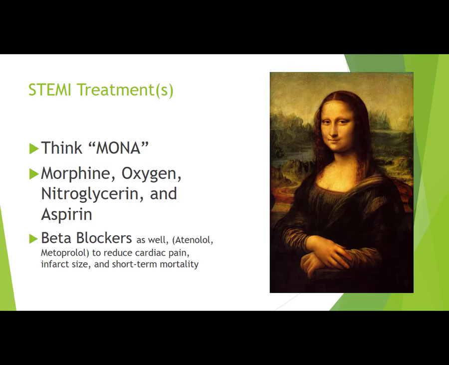All right. And in terms of treatment, if a patient does present this way, you think MONA. This is how I learned it in school, and it's a pretty simple way to think about it. So think Mona Lisa, MONA: morphine, oxygen, nitroglycerin, and aspirin. Those are the four medications that we think of when treating a STEMI. Now, beta blockers are also used, atenolol, metoprolol, to reduce cardiac pain, infarct size, and short-term mortality. It's something that just through research and over time has been applied to the guidelines. So morphine, oxygen, nitroglycerin, and aspirin, MONA, is a way to kind of commit it to memory.